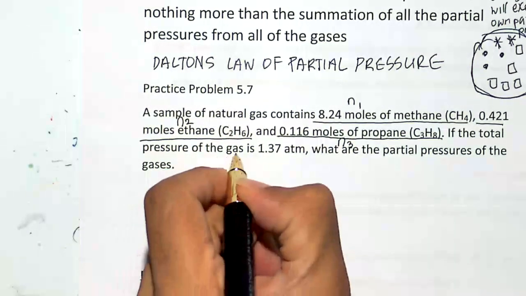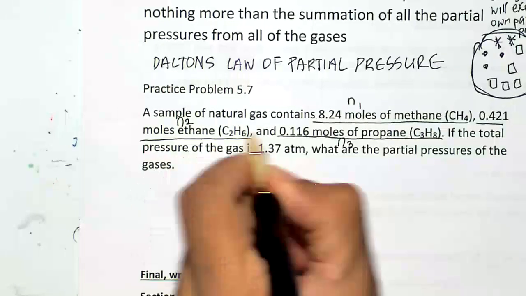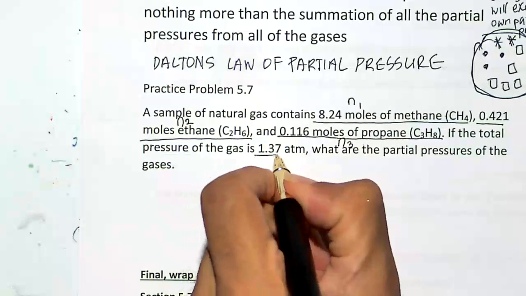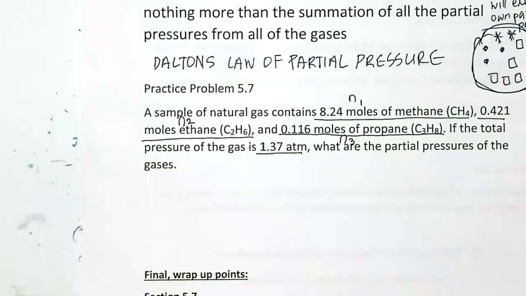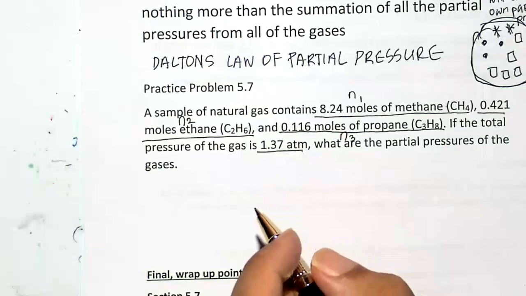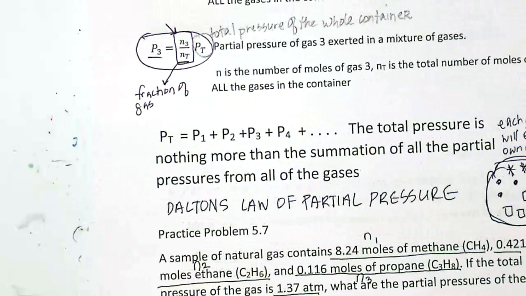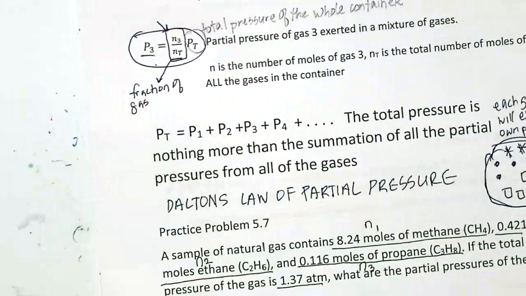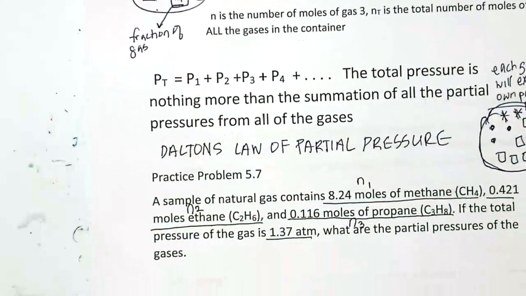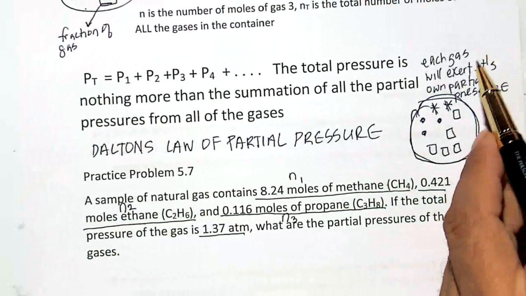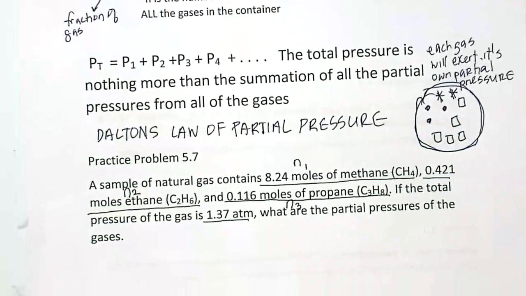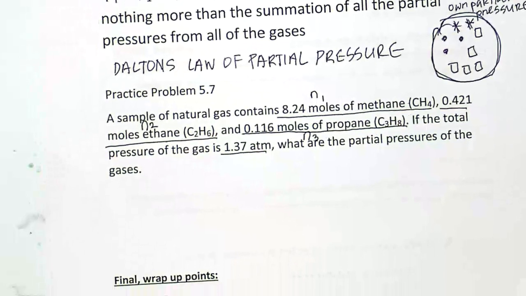If the total pressure of the gas, the whole thing, which would be methane, ethane, and propane together, is 1.37 atm, what are the partial pressures of each individual gas? So we'll just go ahead and utilize this formula here. First we have 3 gases, just like in this drawing, 3 gases.